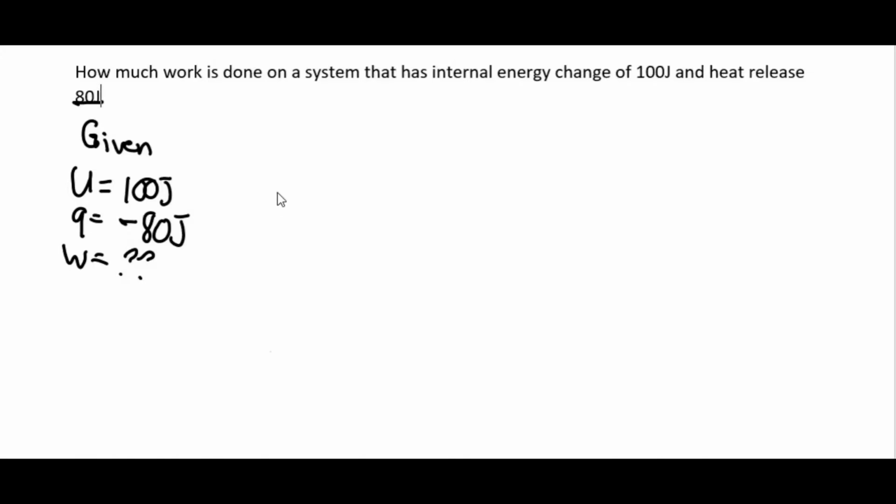So guys, what will be our equation? The initial equation was U is equals to Q plus W. However, we just want to have W, so let's transpose Q to the other side. So U minus Q equals W.